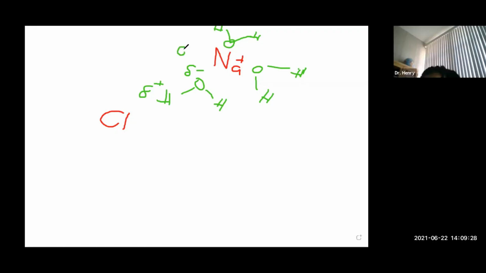So literally what happens is that all of the oxygens will surround sodium to keep it away from chlorine. So the oxygens are going to surround the sodium ion, and then the hydrogens are going to surround the chlorine ion.